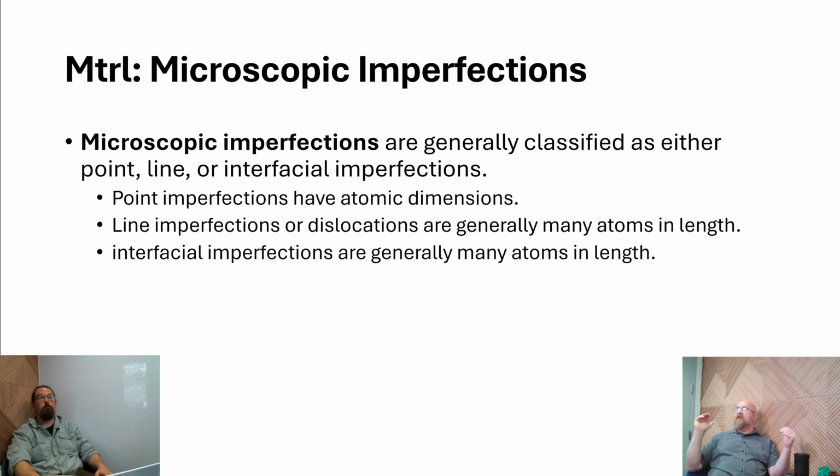We can divide these into 3 categories, and then we can subdivide those even a little bit more. And so we'll talk about these. Point imperfections have atomic dimensions. Line imperfections are many atoms in length, and interfacial imperfections are generally many atoms in length. So let's start with the smallest of these. We're going to talk about point imperfections. So hit the next slide.